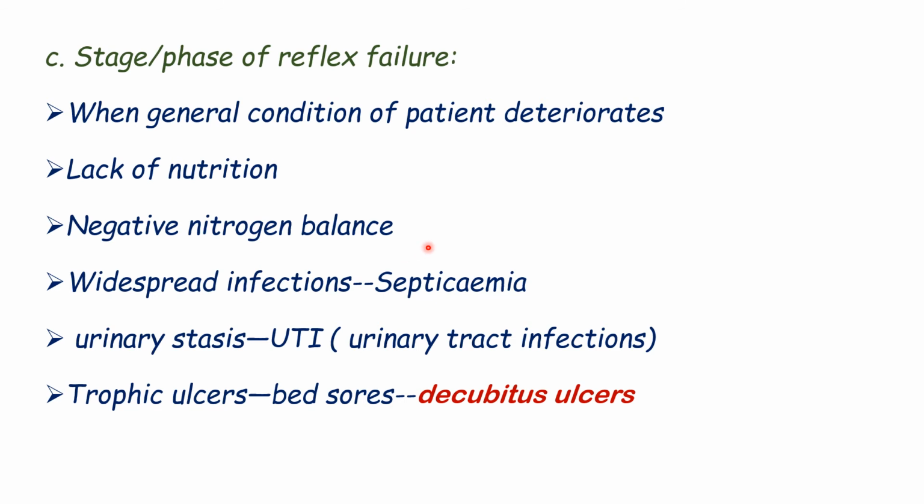Because of lying down, he can have widespread infections. There can be septicemia, and it has been said that the majority of patients die because of septicemia. Then urinary stasis can also occur because the bladder is not completely evacuated. Some residual urine remains in the bladder, so this can lead to urinary tract infections, and moreover trophic ulcers can develop. If you don't change the posture of the patient, there can be bed sores, or what we call decubitus ulcers. So if proper nursing care is not there, the person can develop trophic ulcers and because of this he can even die.